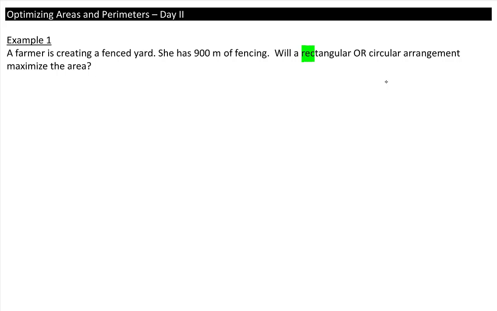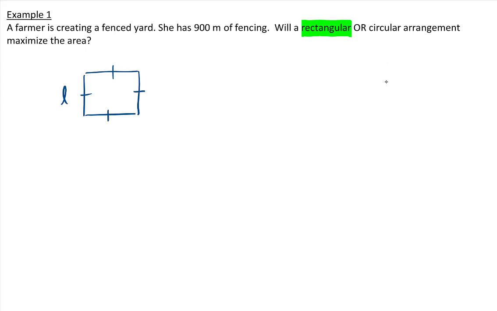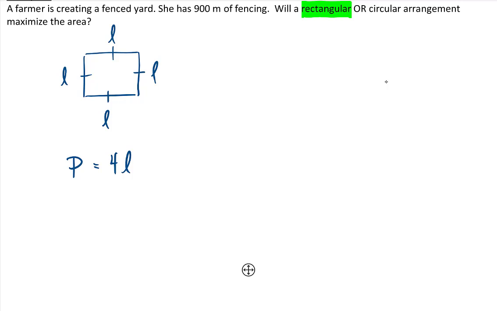First, let's start with our rectangular arrangement. We know if we have a rectangular arrangement, to maximize the area, our arrangement will be a square. Since we have a square, we know all four sides are equal in length. So our perimeter is equal to 4 times L, or 4 lengths. In our example, we have 900 meters of fencing.